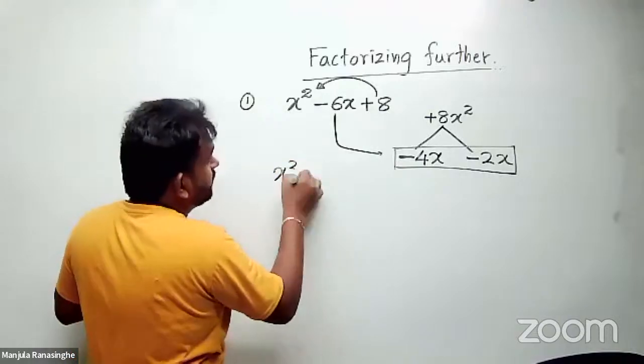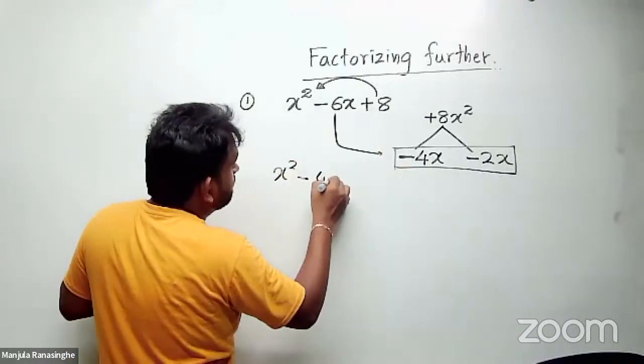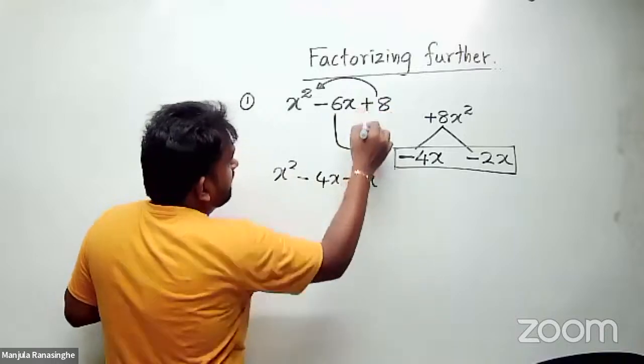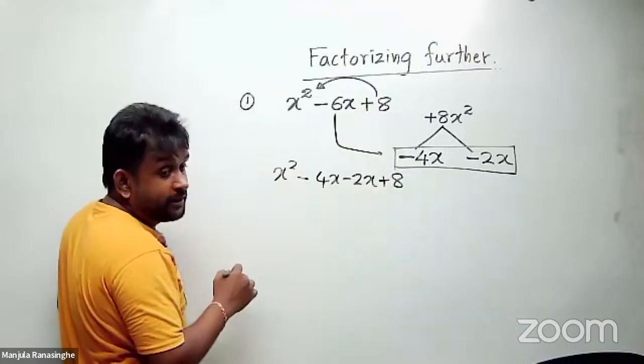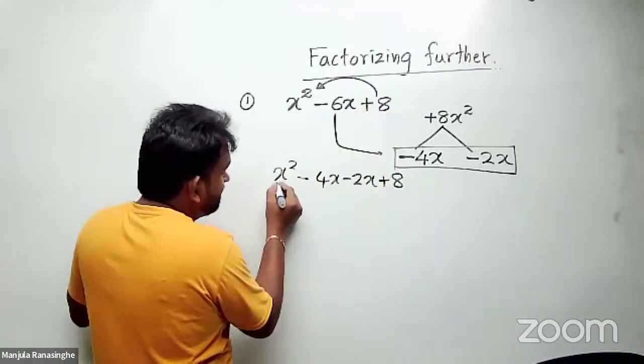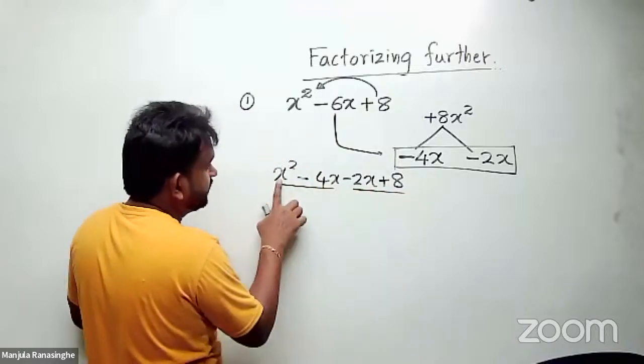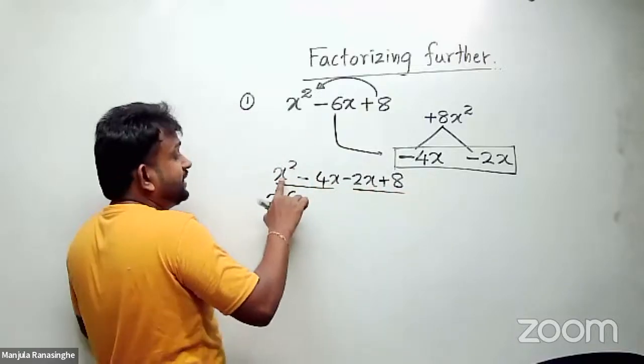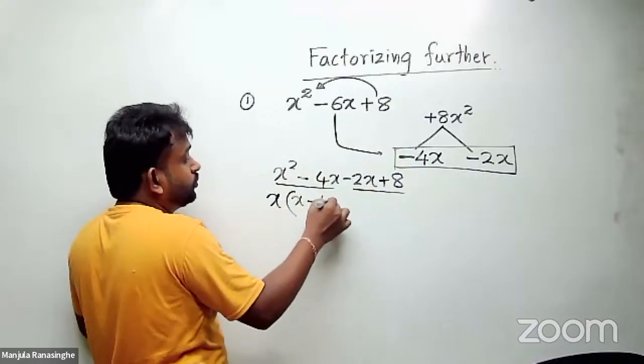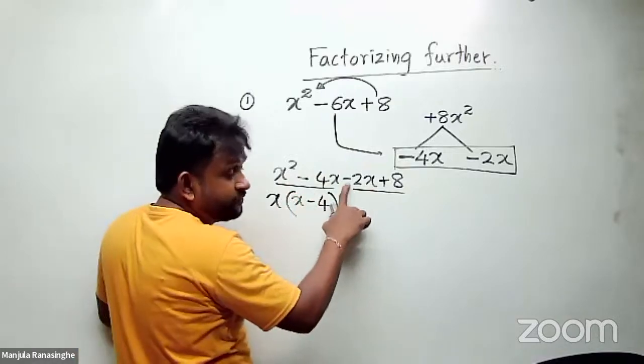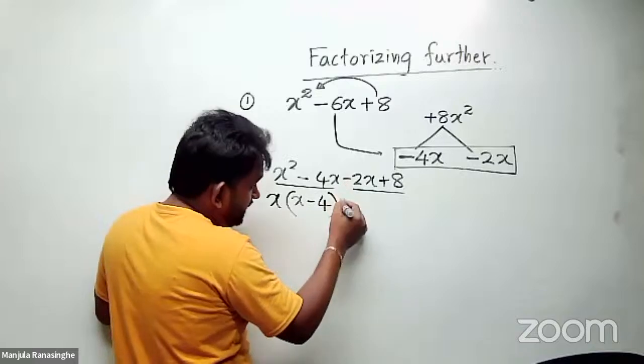X squared minus 4x minus 2x, right, plus 8. Now 2 by 2, take the common, right? Now I choose these two and these two. Here x is common, taken out, then x minus 4. And here, starting with the negative sign, take the negative.